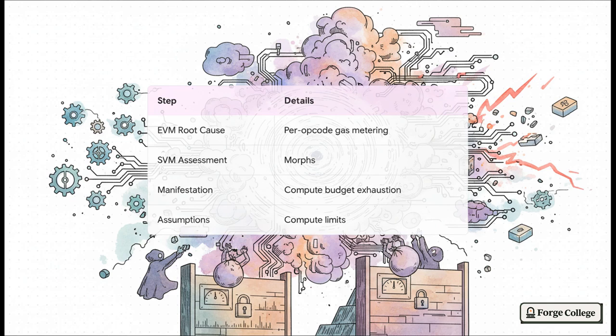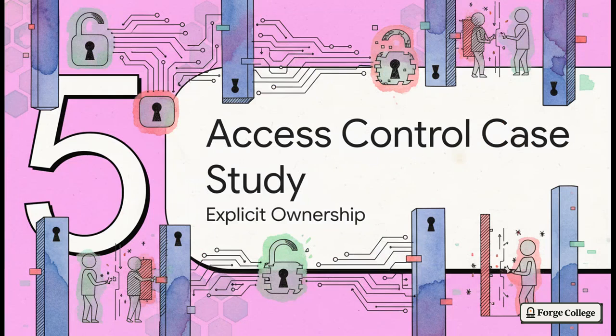A totally benign-looking instruction sequence that spawns way too many CPIs can instantly blow your compute budget and fail the transaction. Alternatively, an attacker might try to bloat your accounts just to force elevated rent, which completely changes the economic incentives of your protocol. So your recorded assumptions need to lock down exactly what your compute limits and expected transaction sizes are. Section 5. Case Study.